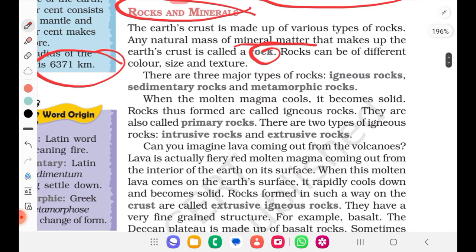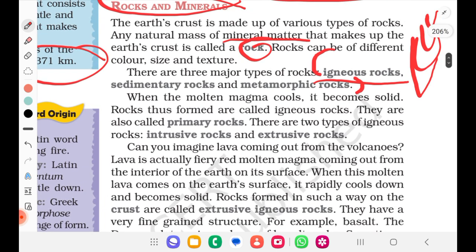There are 3 major types of rocks. So now here comes the important point and the question-asking area. One area we understood: the different layers of the earth, their depth, thickness, volume and what they are made up of. After that we are reading about rocks and minerals, particularly rocks. So it is igneous rock, sedimentary rock and metamorphic rock. If you are able to understand what these rocks are and how they are made, then your work is over for this chapter.